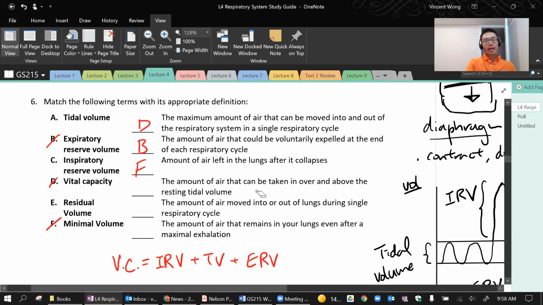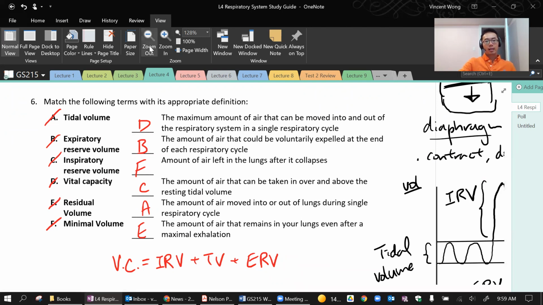The amount of air that can be taken in over and above the resting tidal volume, that would be the inspiratory reserve volume. The amount of air moved into or out of lungs during a single respiratory cycle, tidal volume. And finally, even after you exhale as much as you can, if your lungs are not collapsed, the amount of air left would be the residual volume, the dead air. You don't want too much dead air in your system. They're useless, rich in carbon dioxide and useless.